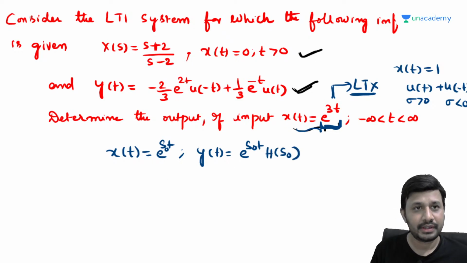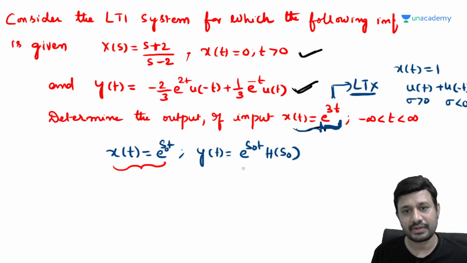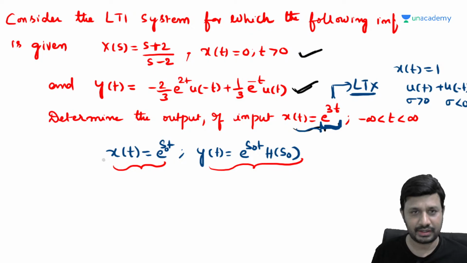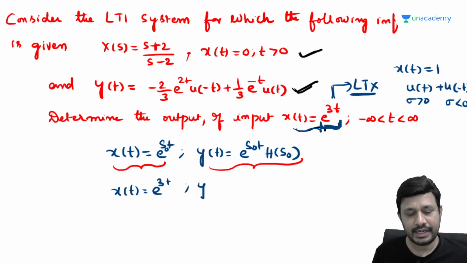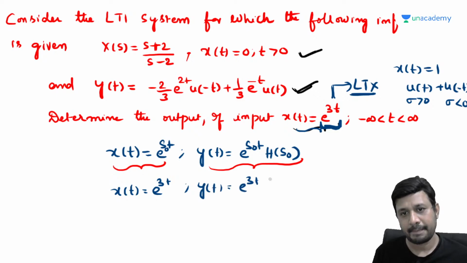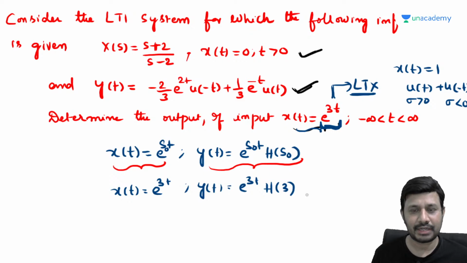If the input to an LTI system is a signal of the form e power s naught t, the output is the same e power s naught t multiplied with h of s naught. So in our particular problem, what is the input he gave? E power 3t. So y of t is the same e power 3t multiplied with h of 3. Half of the job is done. If I can find h of 3, I will get my output.